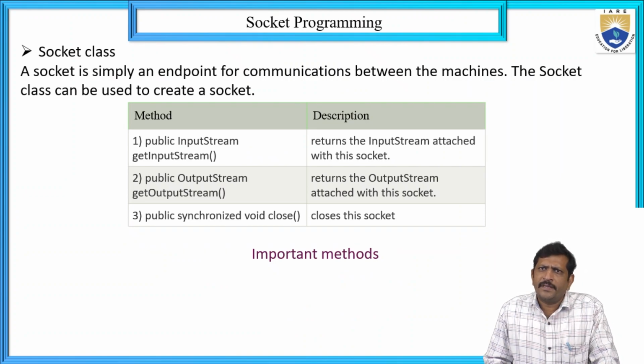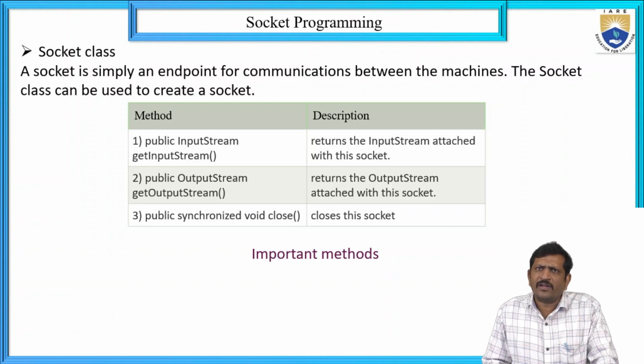A socket is simply an endpoint of communication between two machines. The Socket class can be used to create a socket. The methods used in the Socket class are public InputStream getInputStream, which returns the input stream attached with the socket, so whatever input is received can be returned. And public OutputStream getOutputStream, which returns the output stream attached with the socket.